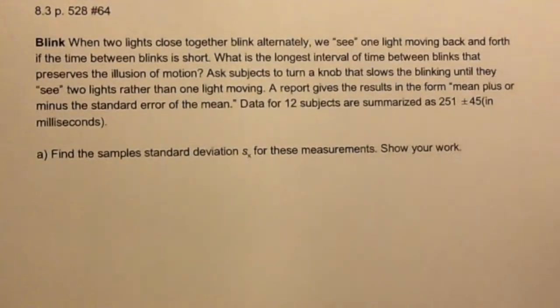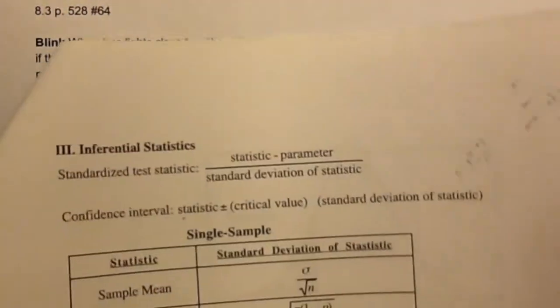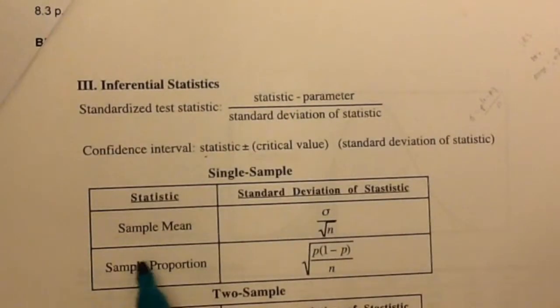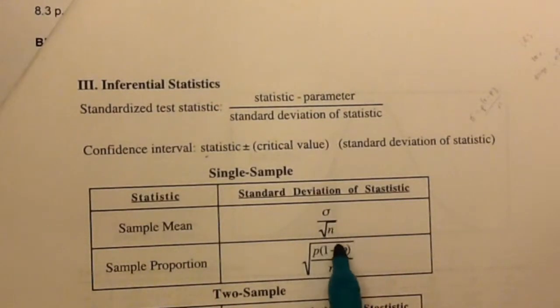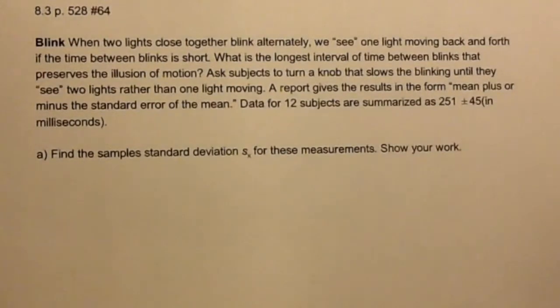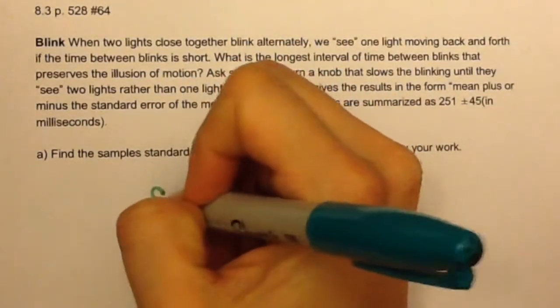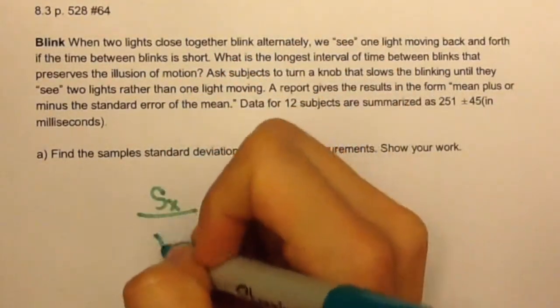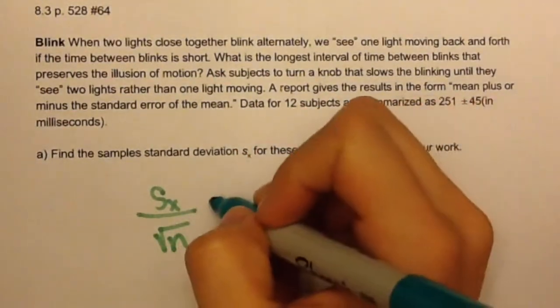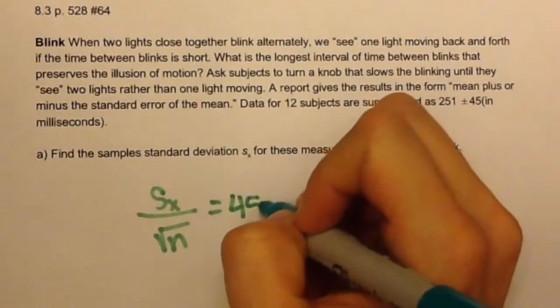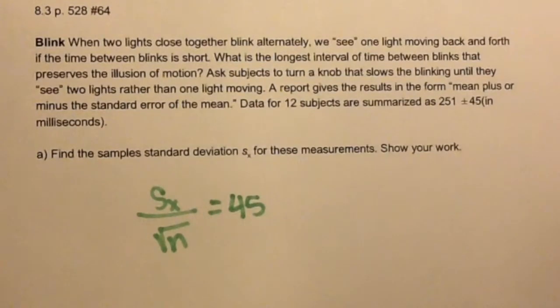In your resource packet, sorry, trying to locate mine. We have that when we're dealing with sample means, the standard deviation is sigma over the square root of n. Because we don't know what sigma is here, we're dealing with S of x instead. So we have S of x over the square root of n. And we know that that's going to equal 45, because that's what they gave us here.